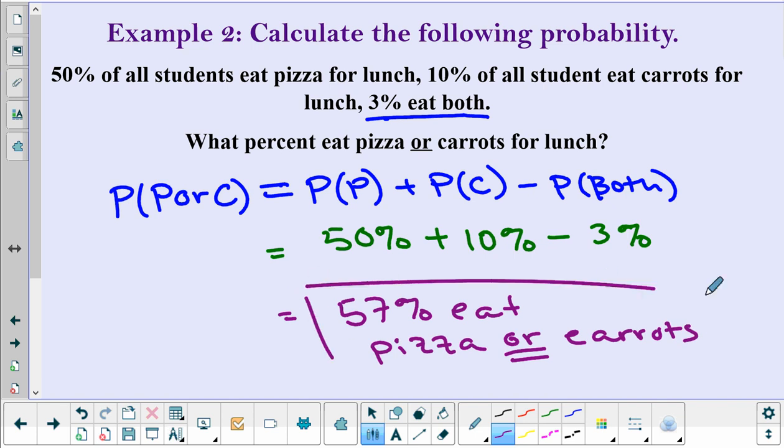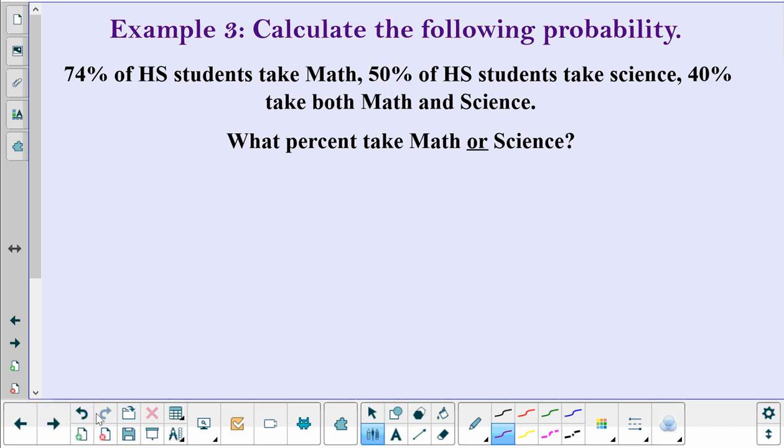All right. Let's take a look at the next one. So it's great and fine when you have percentages written out for you, but that's not always the case. So just keep that in mind. In this one, it says 74% of high school students take math, 50% of high school students take science, 40% take both math and science. What percent take math or science?